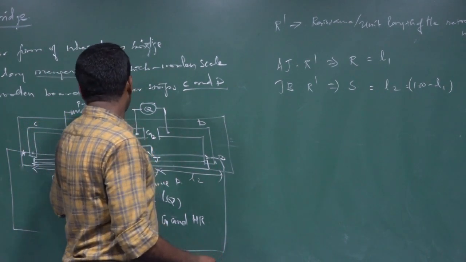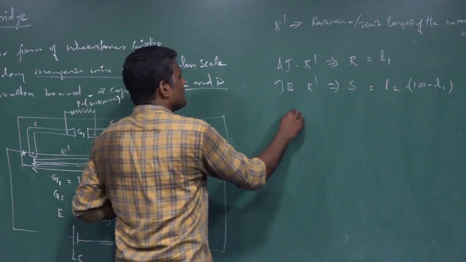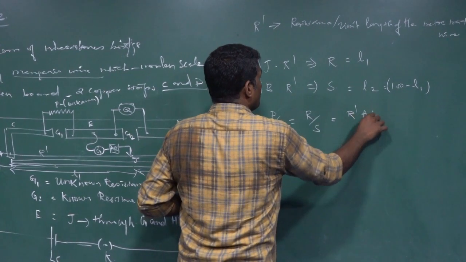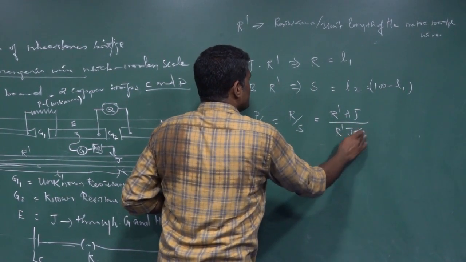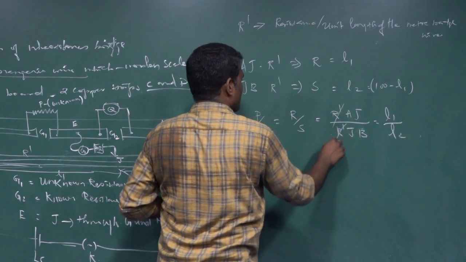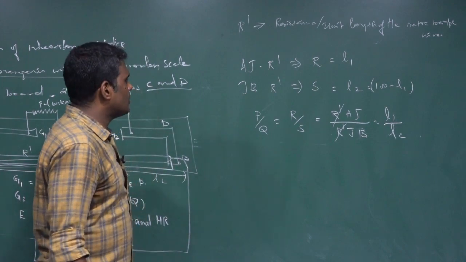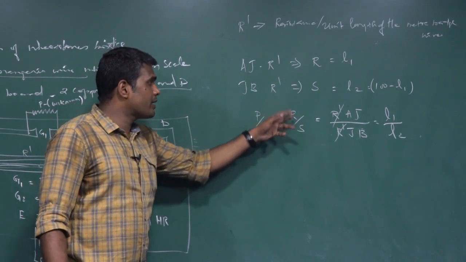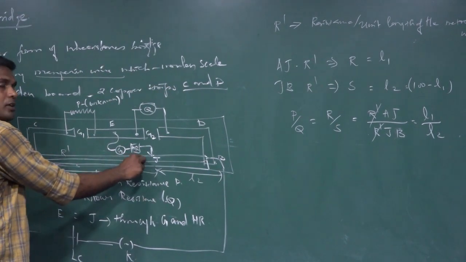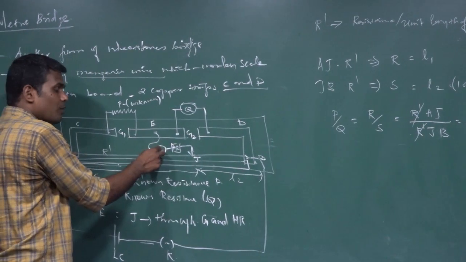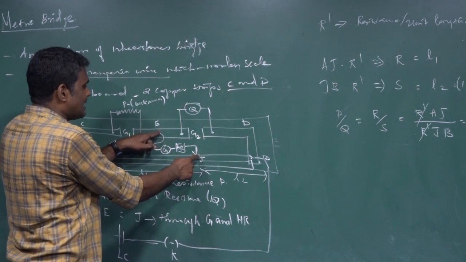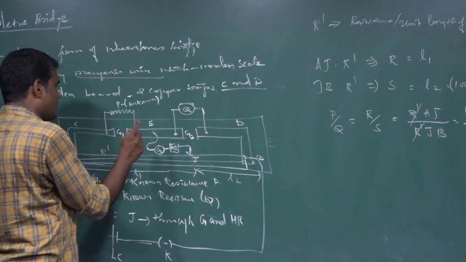Now, as per the balance condition, we can write P by Q is equal to R by S, which is equal to R prime into AJ divided by R prime into JB, which is equal to L1 divided by L2. Why am I bringing this condition P by Q equals R by S? As the jockey is moved over the meter bridge wire, at one particular point the galvanometer shows zero deflection. If the galvanometer shows zero deflection, these 2 points E and J will be at the same potential. Then what will happen?